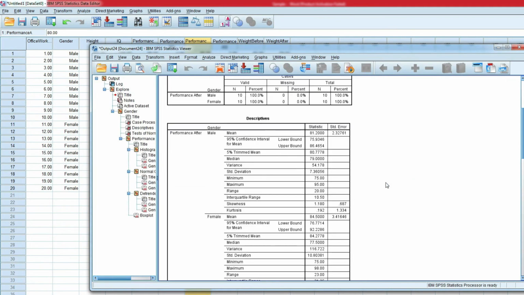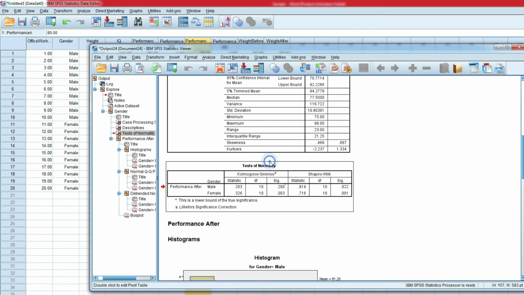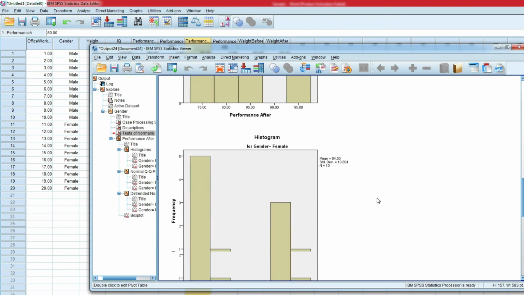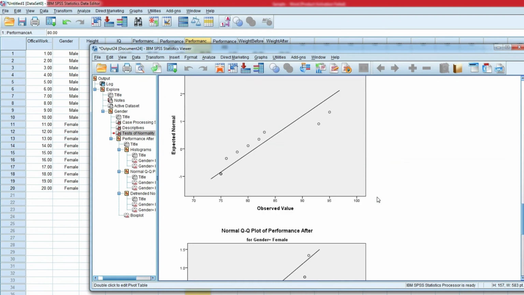Then we have our data already here. The test of normality is our concern. We have 0.022, then 0.001 for male and female respectively. So what does it mean? Since the significance values that were computed are less than 0.05, we can now conclude that our data is not normal. So it's not normally distributed. Look at the histogram, it shows like this.